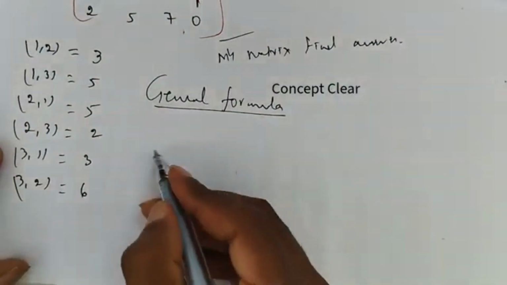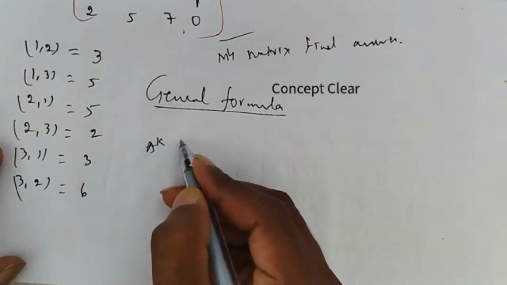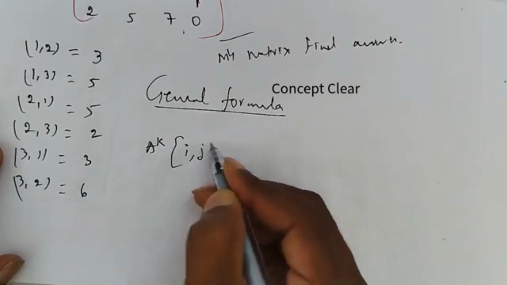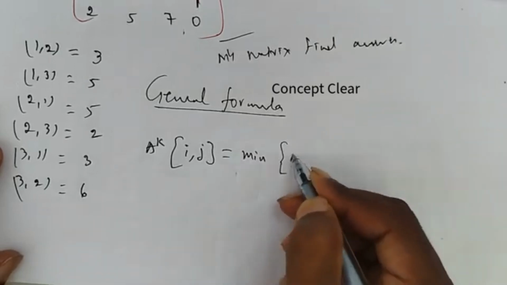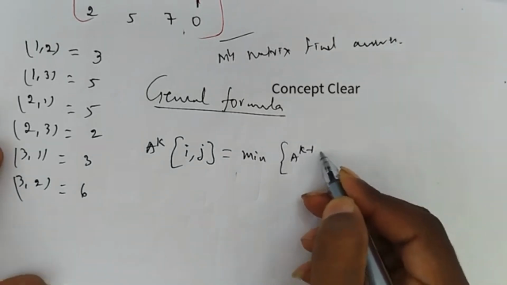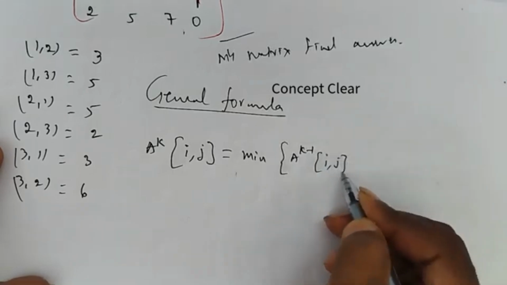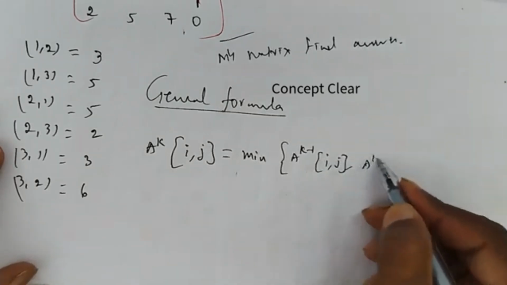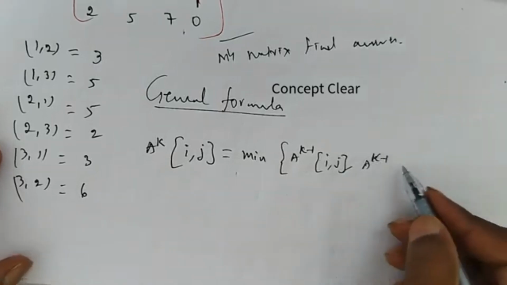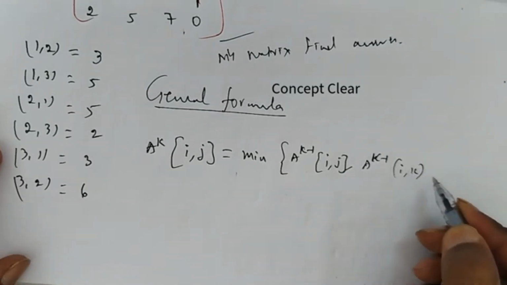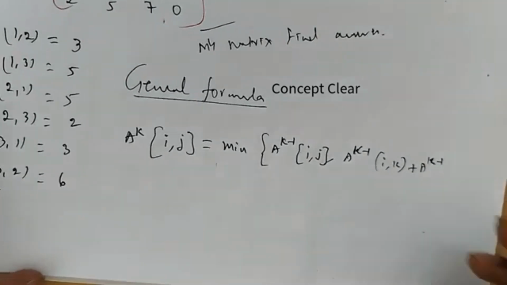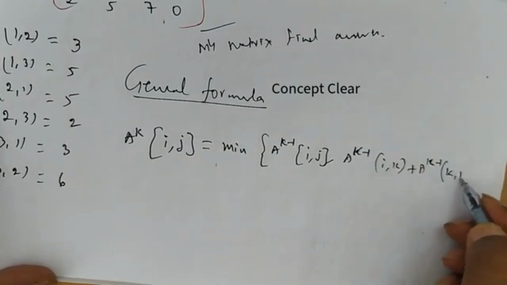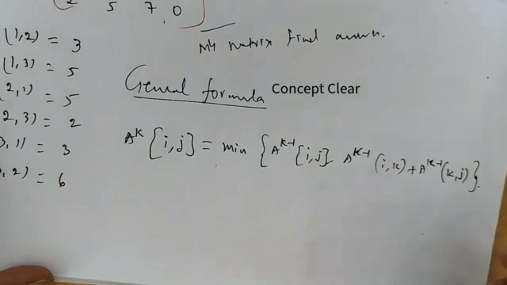Okay, what is the formula here? A of k, i comma j equals the minimum of A of k minus 1, i comma j, and A of k minus 1, i comma k plus A of k minus 1, k comma j. Okay, this is the general formula.